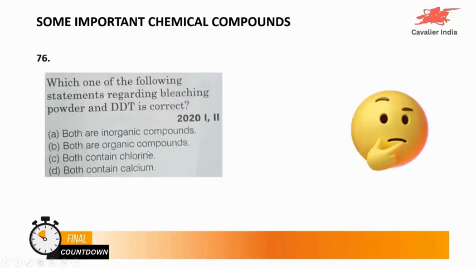Okay. Next question. Which of the following statements regarding bleaching powder and DDT is correct? Option A, both are inorganic compounds. Option B, both are organic compounds. Option C, both contain chlorine. Option D, both contain calcium. Which is the common element present in DDT and bleaching powder? Yes, you're right. Option C is the right answer. Both contain chlorine.